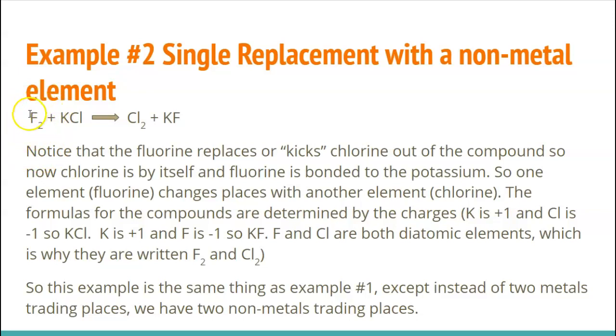So we have just fluorine with potassium chloride, and now this fluorine is going to kick chlorine out because chlorine's the other nonmetal. Now chlorine's going to be by itself, but of course it's never really by itself because it's a diatomic, and now fluorine is going to take its place and be bonded to the potassium. So again, fluorine and chlorine switch places, and they both have little 2's because they are both diatomic. So again, a nonmetal changes place with a nonmetal, and of course nonmetals are always written second in our ionic compound, which is why it's not FK, but KF, because the metal always comes first.